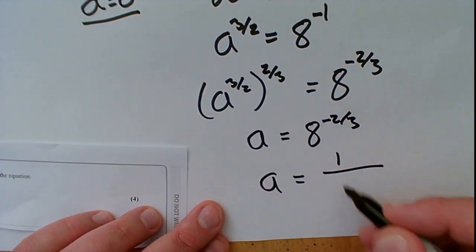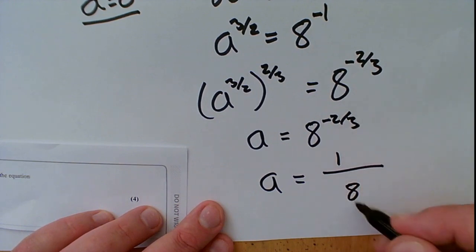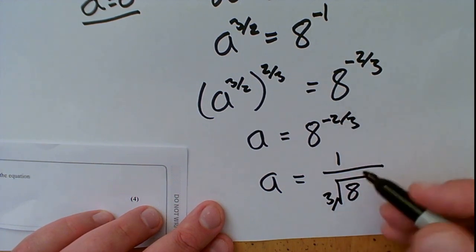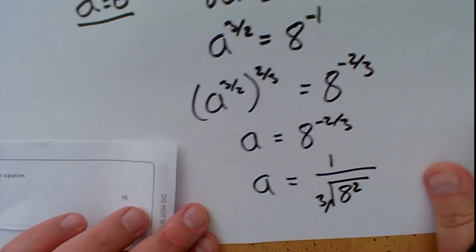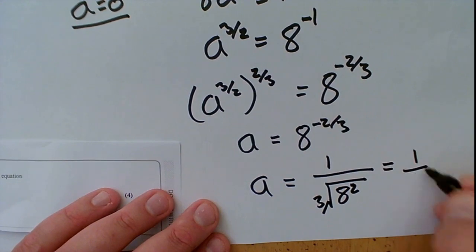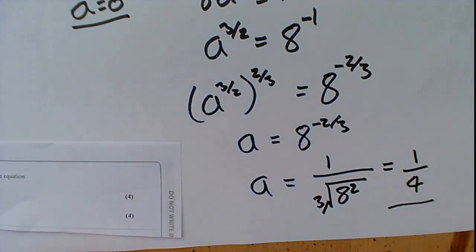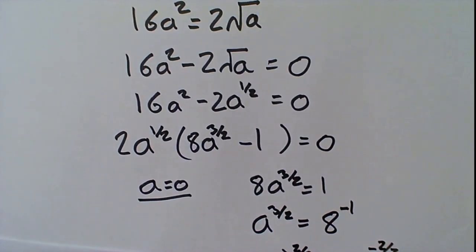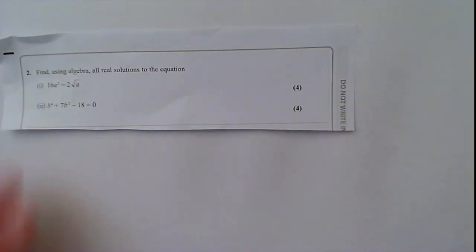That last little bit, just tidying that up, is just GCSE. That's 1 over 8, and remember the bottom fraction is the root part of it, and the top part of the fraction is the index part of it, which equals 1/4. A little bit over the top, but worth seeing. The second part was done well, and we're just going to mention a couple of things with solving quadratics.